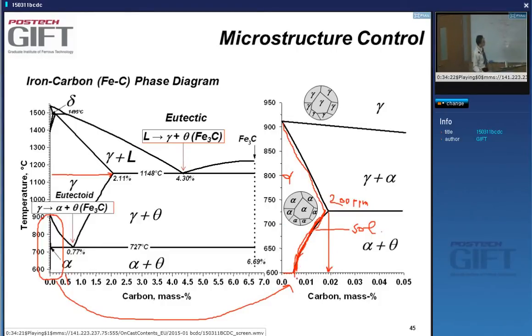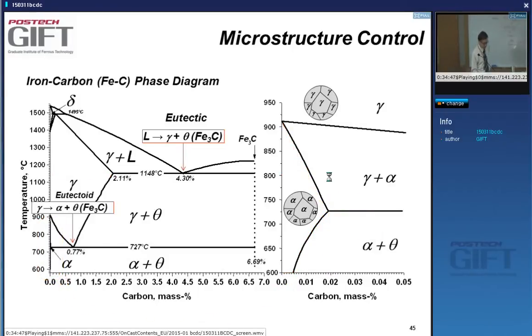All right. So there you go. As I said, many steels are in this type of carbon content range. When we talk about low carbon steels, that's the kind of carbon contents we're dealing with.